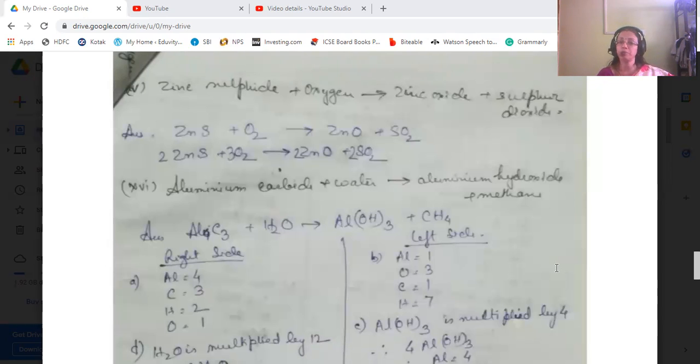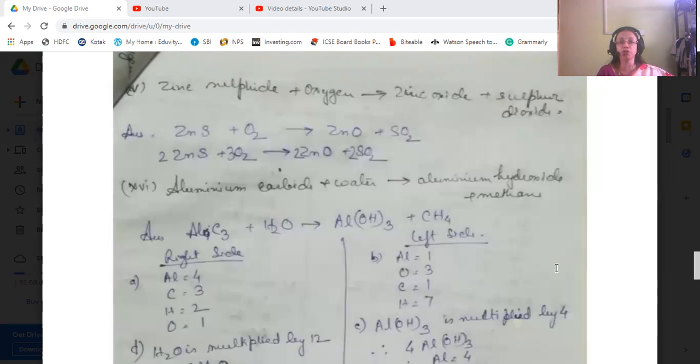And let me start with today's questions. Okay. So the first question, as I told you: zinc sulfide reacts with oxygen to give us zinc oxide and sulfur dioxide. We need to balance the equation. First we write the word equation into the symbolic equation. So ZnS plus O2 gives us ZnO2 plus S2O.